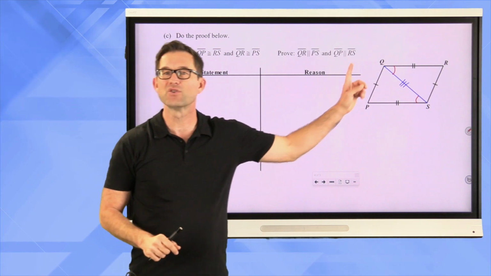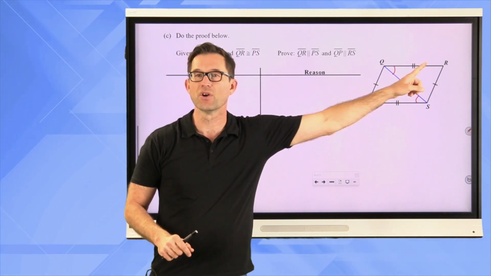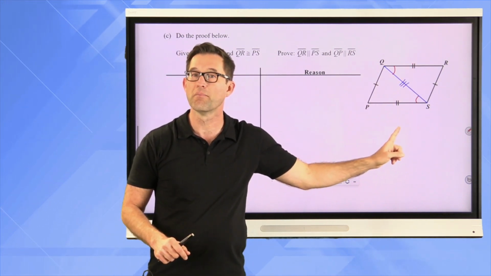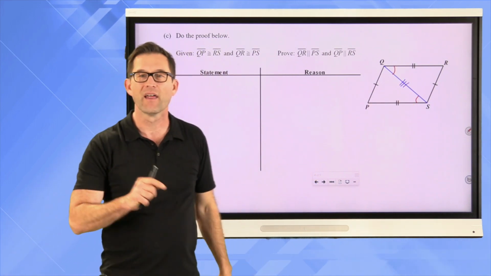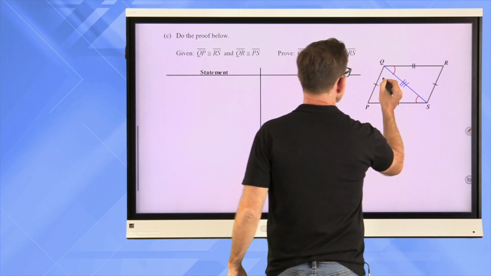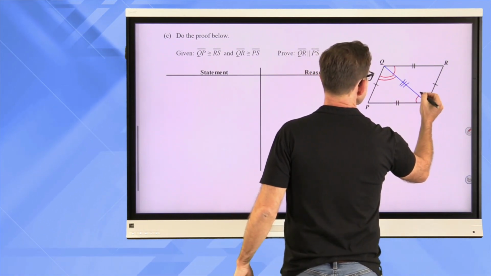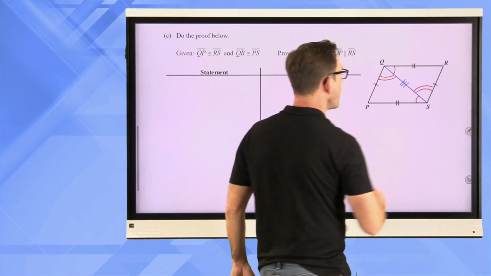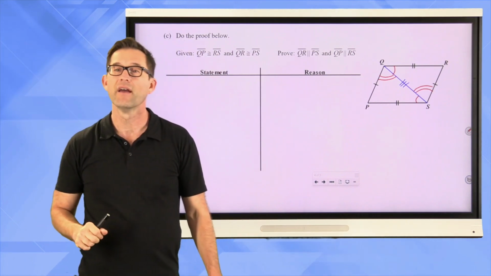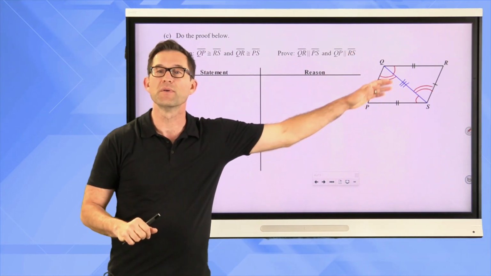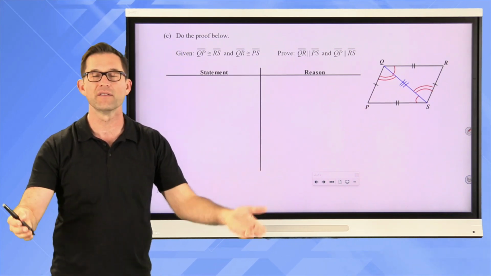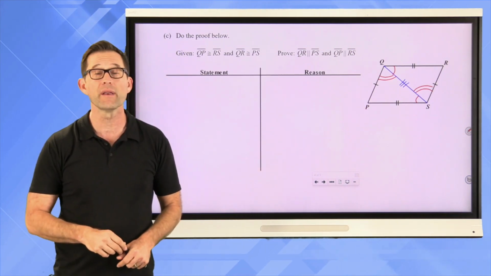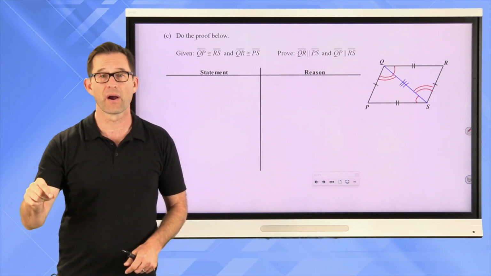And once we have those two angles congruent, we can then show that QR is parallel to PS because alternate interior angles are congruent. And likewise, maybe a little bit harder to see, we can then show that this angle is congruent to this angle, also by CPCTC. And then QP must be parallel to RS, again for the same reason. Alternate interior angles are congruent, and therefore lines must be parallel.